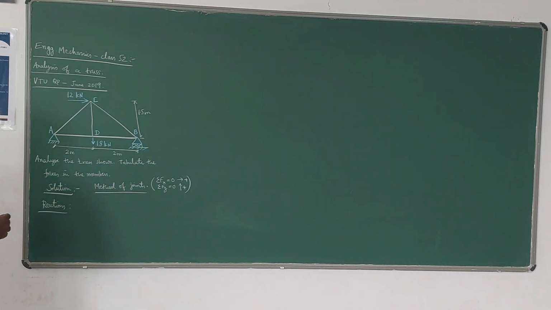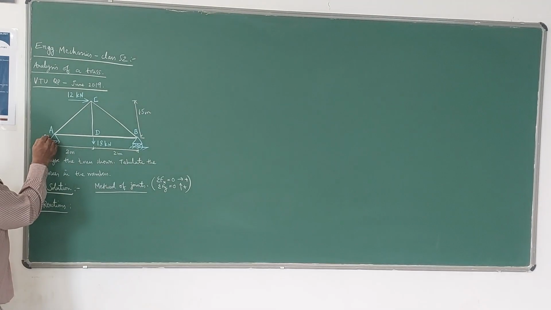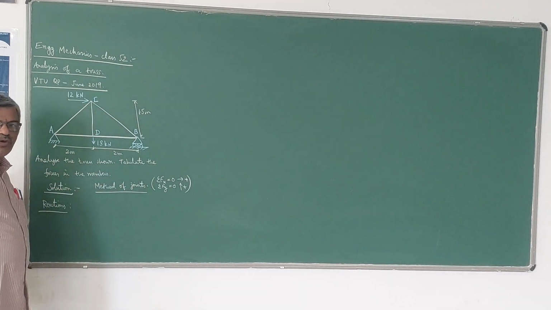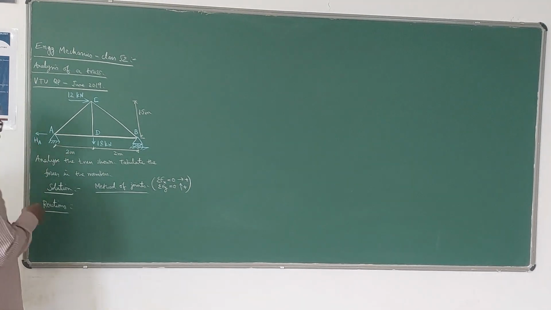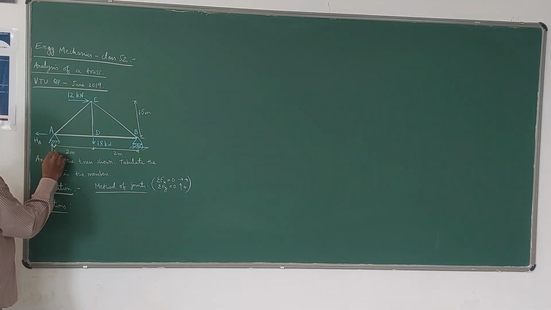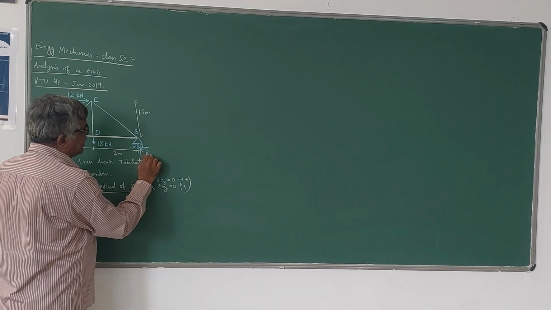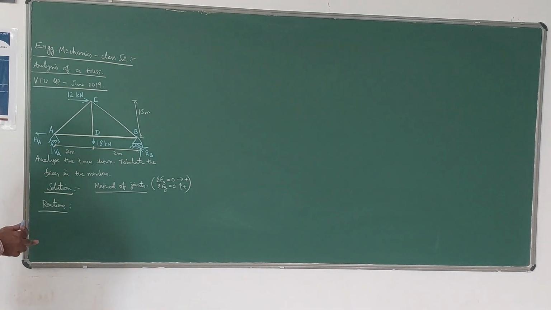Let me denote the reactions like this. Since you have only one horizontal force acting towards right, naturally your horizontal reaction at A will be acting towards left, and VA is the vertical reaction at A, and I will take RB as the vertical reaction at B. Now we have to find these three reactions using the three equations of equilibrium.